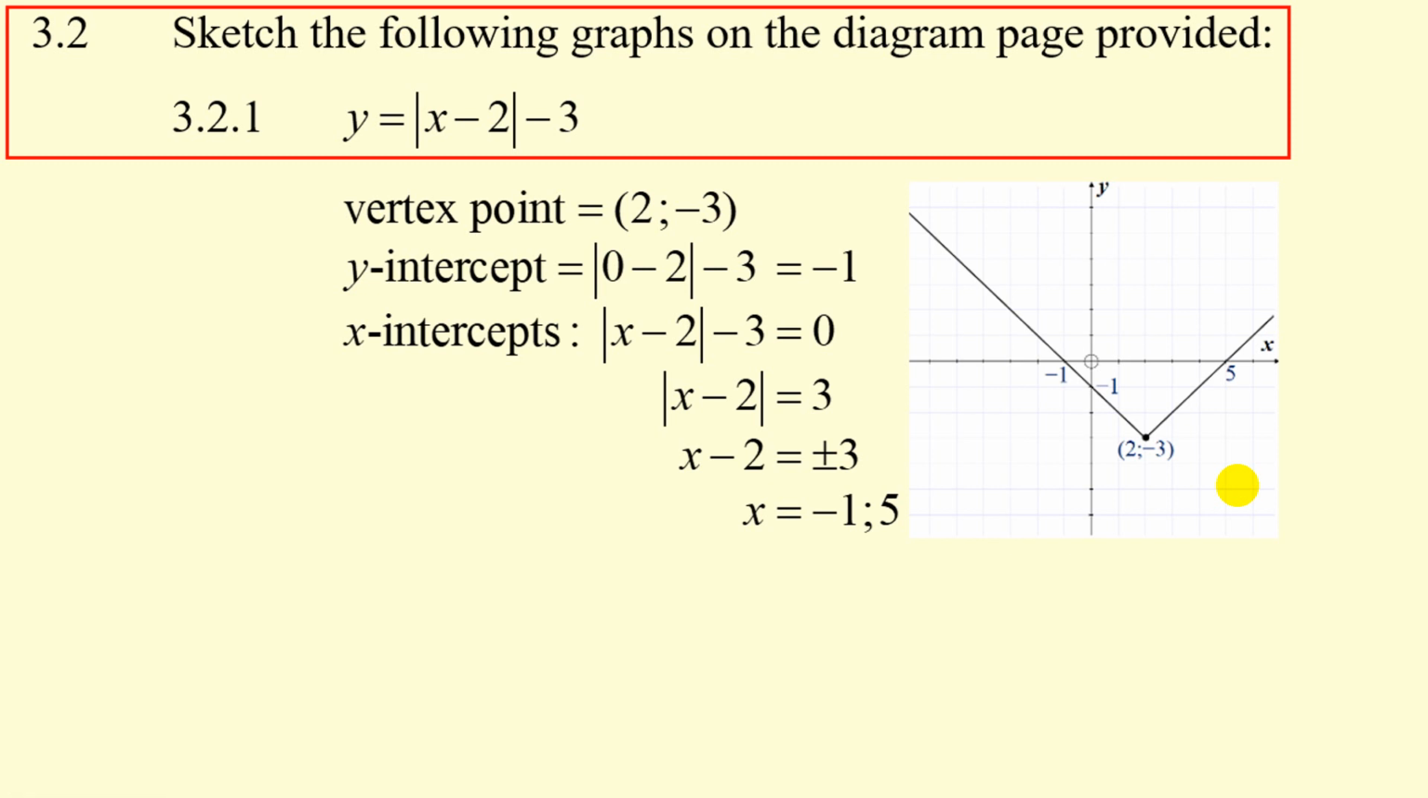You could also do it by plotting if you want. You could say, well, this is going to change at x equals 2. So you substitute 2 into it, you get minus 3. So we know that point is there. And you can substitute one value below x equals 2 and one value above x equals 2. And it'll give you a V shape as well.